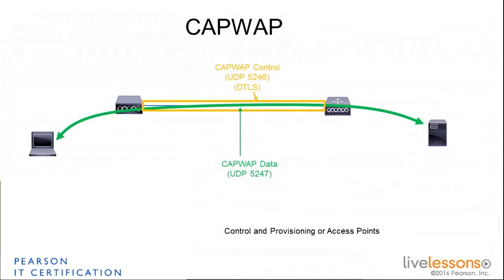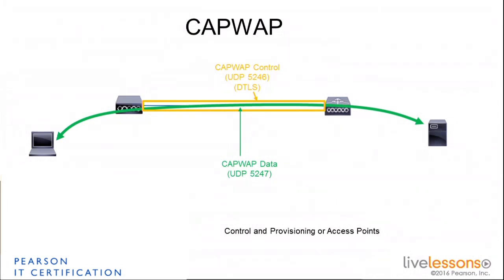Control plane is going to use UDP 5246, and that's going to create a secure connection between the AP and the controller through which information about power, etc. is going to be exchanged. This is DTLS encrypted, which means that no one on the path is going to be able to see what the controller is telling the AP and vice versa. No hijacking of that communication.